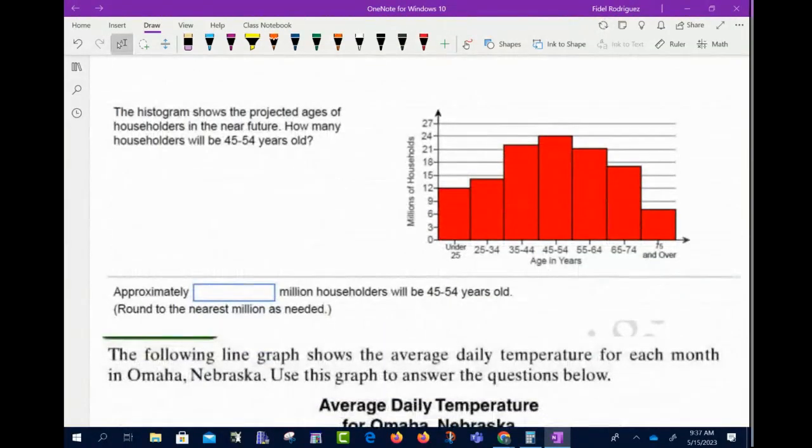Okay, let's see. The histogram shows the projected ages of householders in the near future. How many householders will there be for the 45 to 54? Here's the 45 to 54. What would you guess this number to be? 24. So we're going to drop in at 24 right there, right?